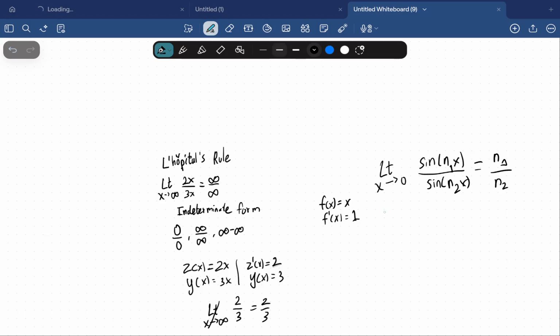And this can also work for tangents. Just take my word for it. This also works for tangents after some secant stuff, okay? The limit of tangent n1 x over tangent n2 x is also equal to n1 over n2.